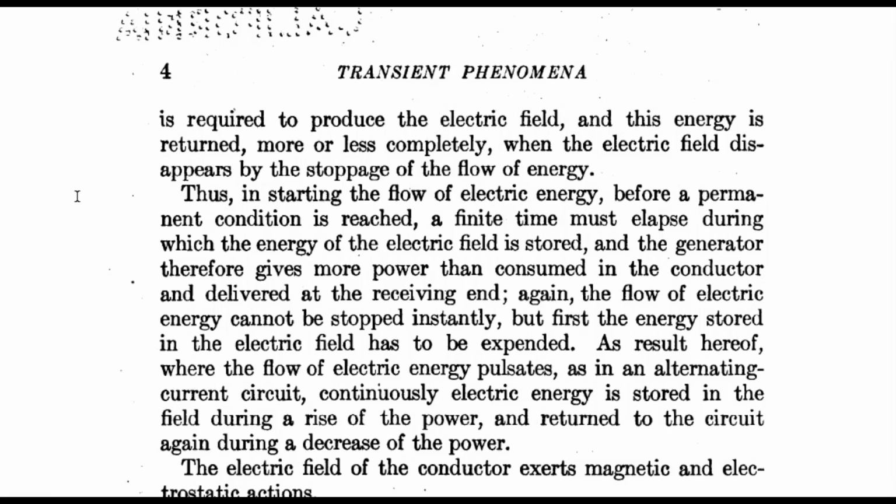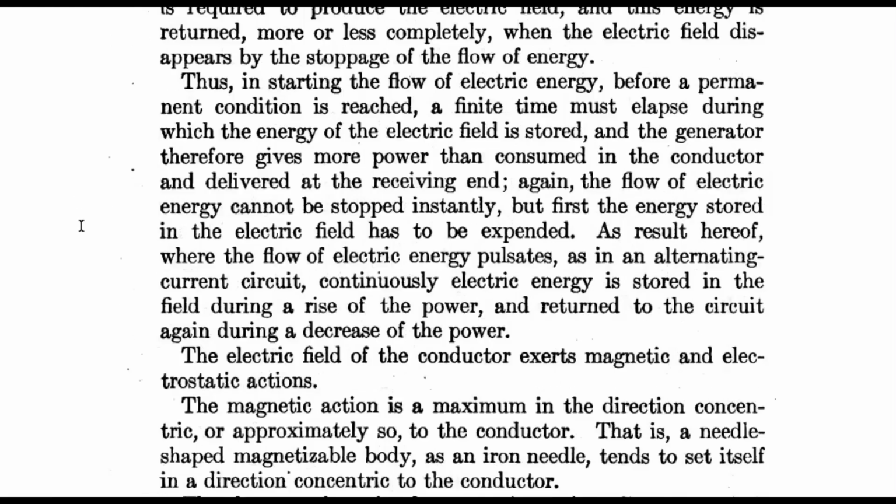Thus, in starting the flow of electric energy, before a permanent condition is reached, a finite time must elapse during which the energy of the electric field is stored, and the generator therefore gives more power than is consumed in the conductor and delivered at the receiving end. Again, the flow of electric energy cannot be stopped instantly, but first the energy stored in the electric field has to be expended. As a result hereof, where the flow of electric energy pulsates, as in an alternating current circuit, continuously electric energy is stored in the field during a rise of the power and returned to the circuit again during a decrease of the power.